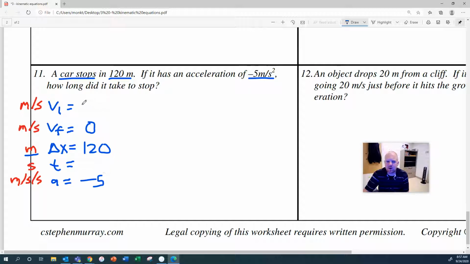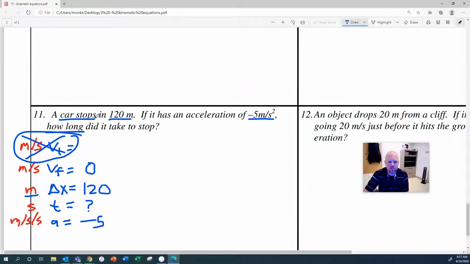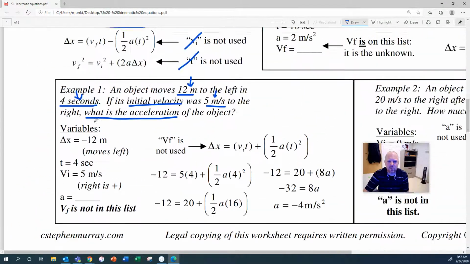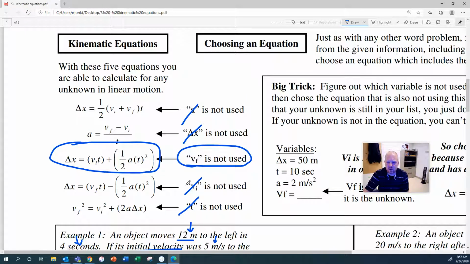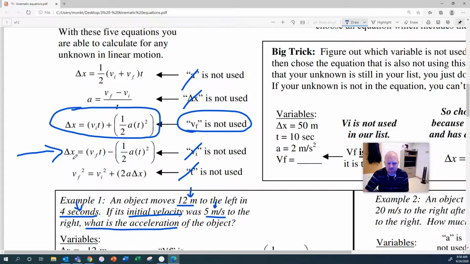Step number 2, you need to figure out what you're solving for. It says how long, and we're not talking long distance, we're talking time. Does it take to come to a complete stop? And so that's what we're solving for, which means velocity initial in this scenario is not used, which means we are going to need to use this equation where velocity initial is not used. Again, you just write that out. Delta x is equal to velocity final times time.